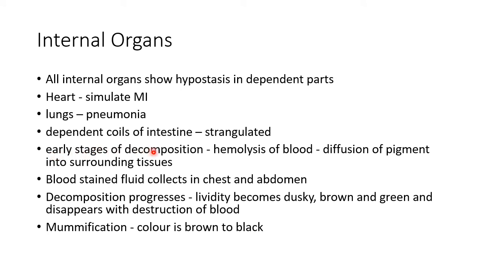In early stages of decomposition, there will be hemolysis of blood. So there will be diffusion of pigment into surrounding tissues. There will also be blood-stained fluid which collects in the chest and abdomen. As the decomposition progresses, the lividity in internal organs becomes dusky, brown and green, and it disappears with destruction of blood. In case of mummification, the postmortem staining is brown to black.